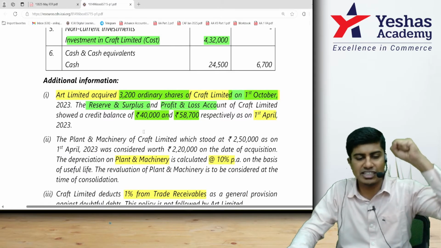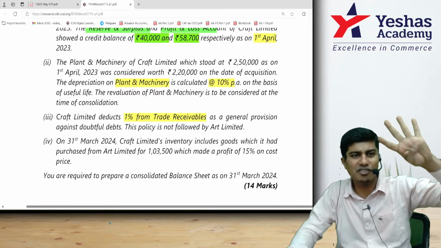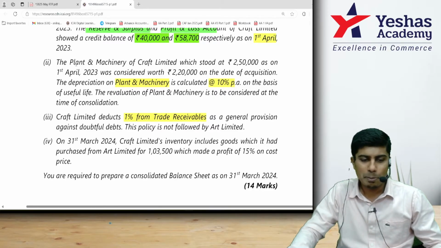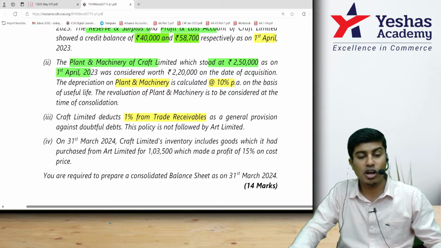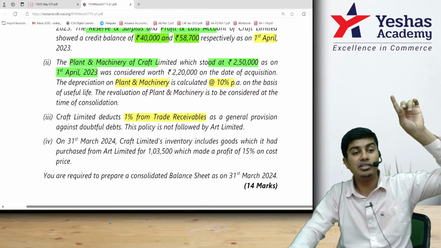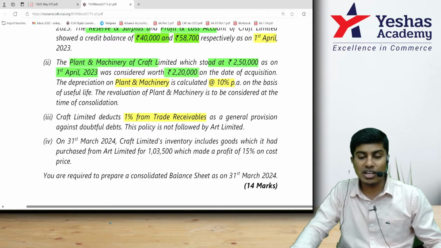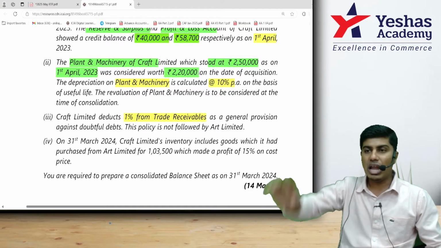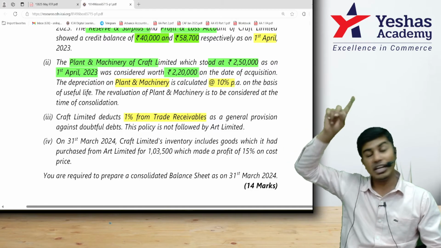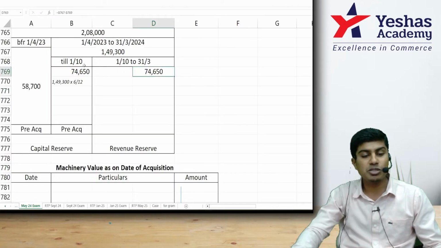We are done with the first adjustment. Yay! 2, 3, 4. That's it. Second one. Plant and machinery of Craft, which stood at 2,50,000 as on 1st of April. 1st of April is the beginning. Was considered worth 2,20,000 on the date of acquisition. 2,50,000 is at the date of beginning of the year. 2,25,000 is its book value.